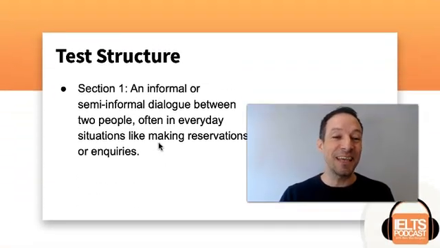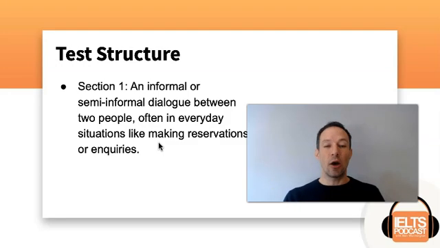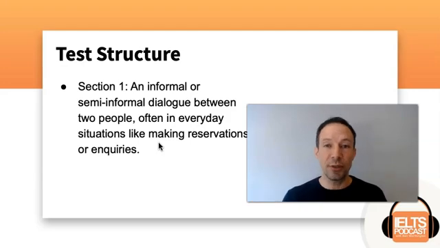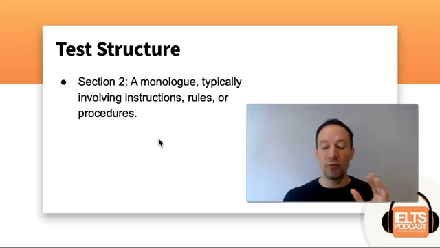Let's move on. So, test structure. Section 1, it's informal or semi-informal, just two people simulating an everyday situation, a reservation, a restaurant booking, whatever. It's quite straightforward. You don't need to worry about that. I would imagine for most students that's a straightforward part. Section 2 starts to get a little bit more complicated. A good knowledge of numbers and directions, procedures, very helpful if you've got those areas covered.